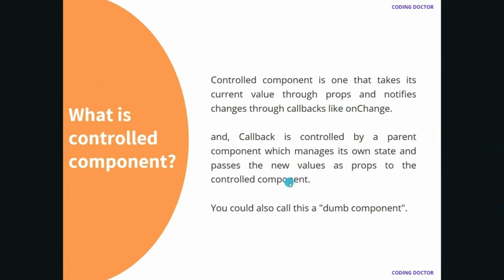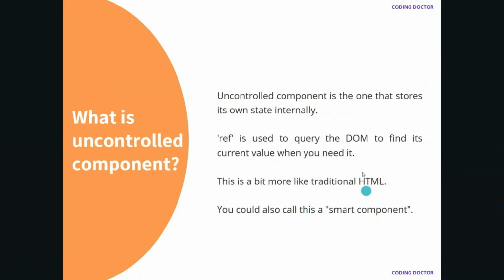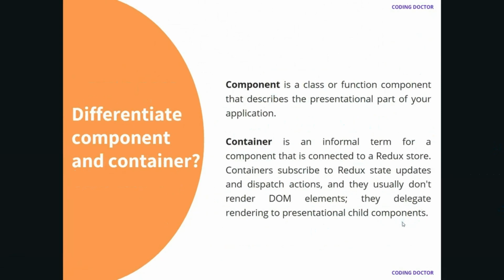Next question is, what are controlled components? A controlled component is one that takes its current value through props and notifies changes through callbacks like onChange, also called dumb component. An uncontrolled component is the one that stores its own state internally, called the smart component. We have two types of components in our React application. One is component and one is container. Container usually holds the state of the application, and component describes the presentational part of your application.